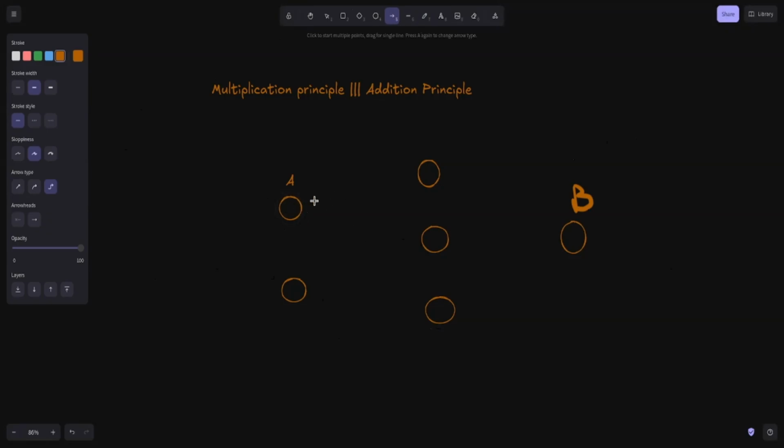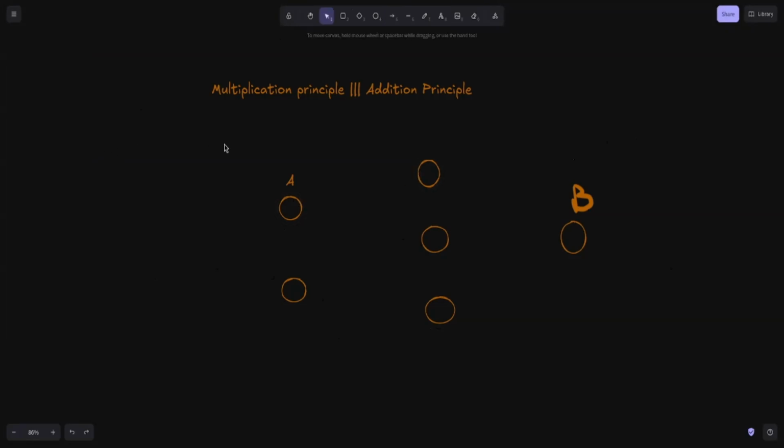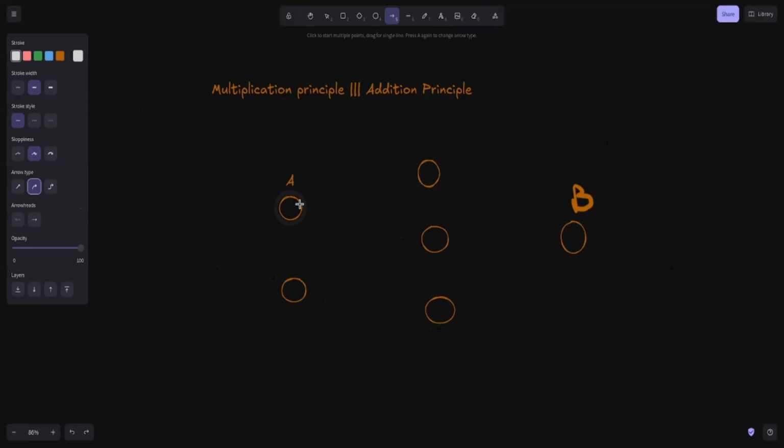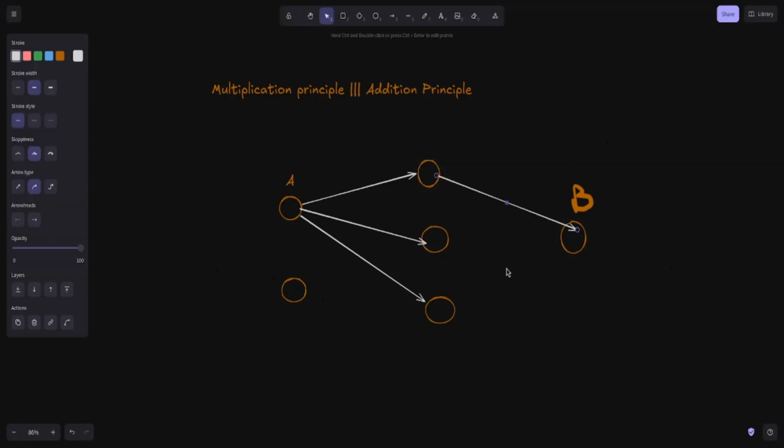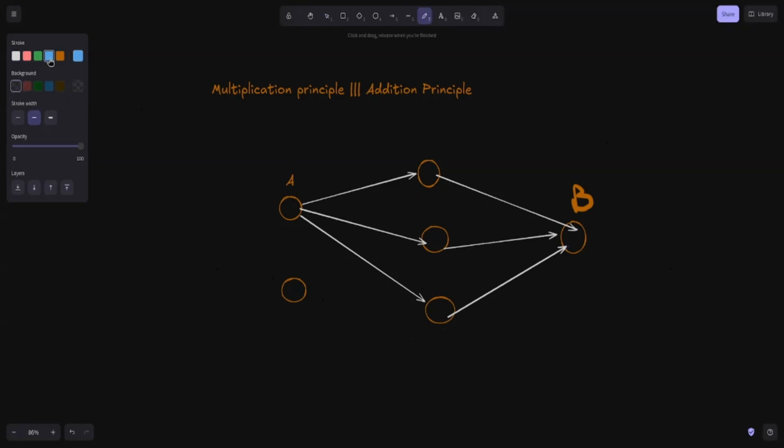So let's say when we start with A, we can go from here to here. Let me take a different arrow actually. So here to here, here to here, here to here. And from this we can go here, here, here. So how many paths are there here? Can you tell me how many paths we can take? So there will be this path and this path.